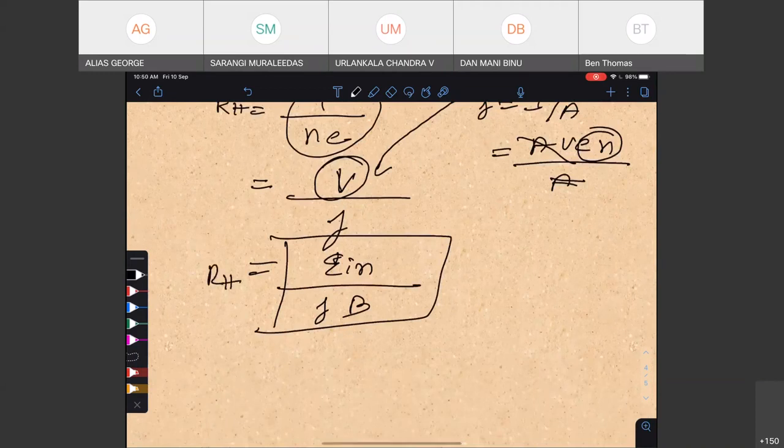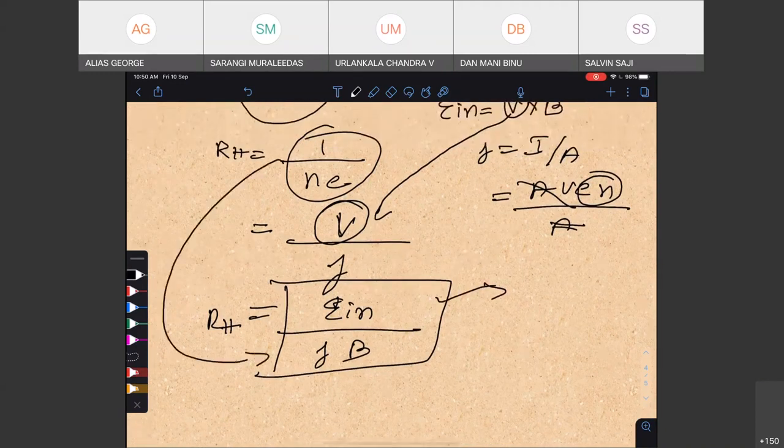So I assign another member to hold this equation. Salvin Saji is there. Hello. Salvin? Yes, I'm here. So please hold this equation, okay? 1 by NE and En by JB. Can you explain once more from the introduction of the Hall coefficient?